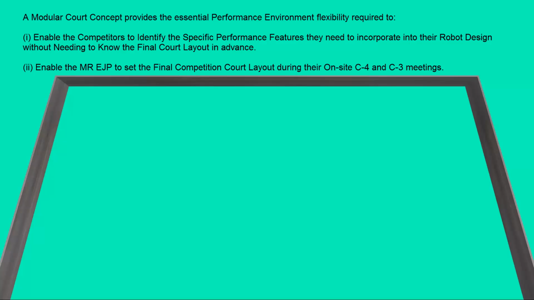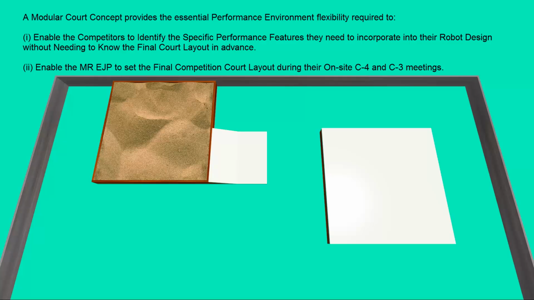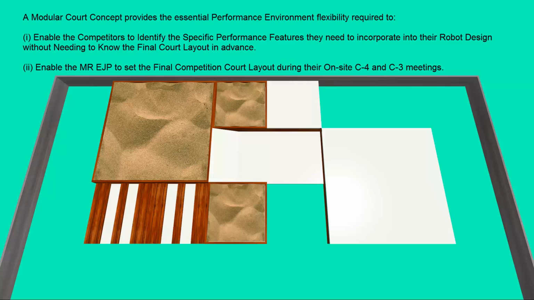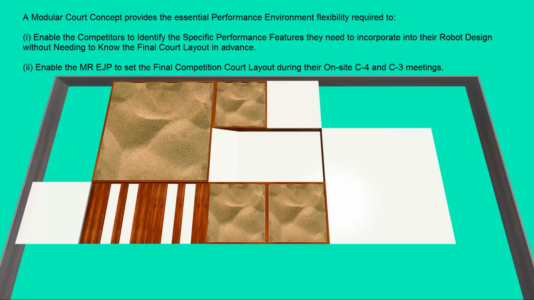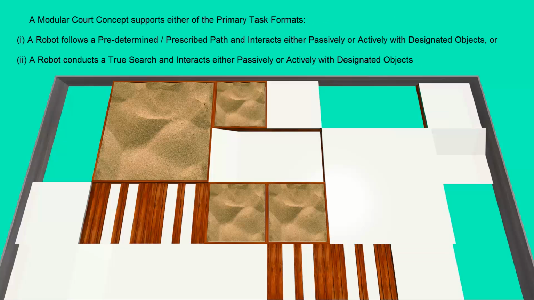A modular court concept provides the essential performance environment flexibility required to 1. Enable the competitors to identify the specific performance features they need to incorporate into their robot design without needing to know the final court layout in advance. 2. Enable the MR-EJP to set the final competition court layout during their on-site C-4 and C-3 meetings. A modular court concept supports either of the primary task formats.